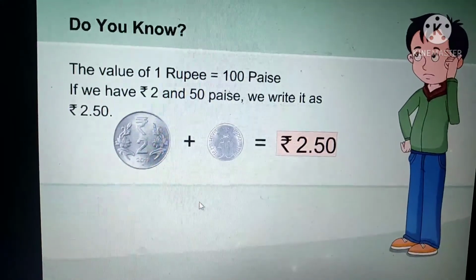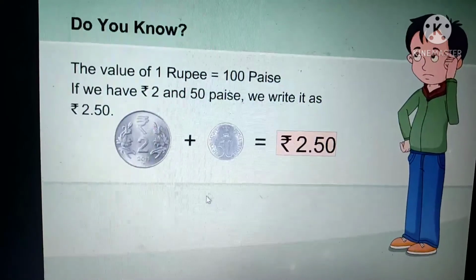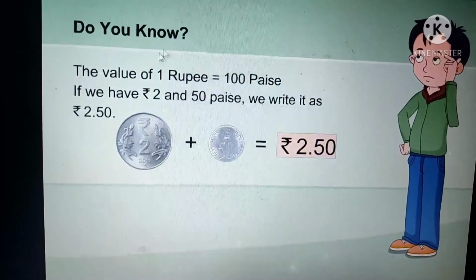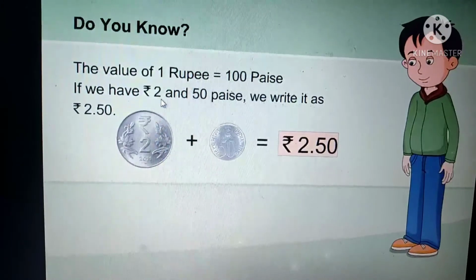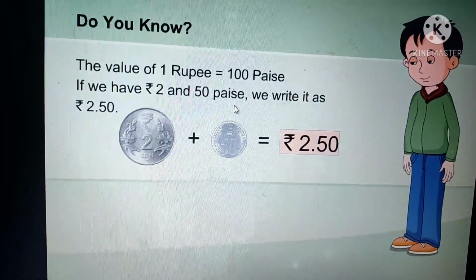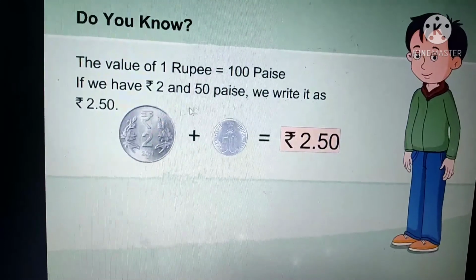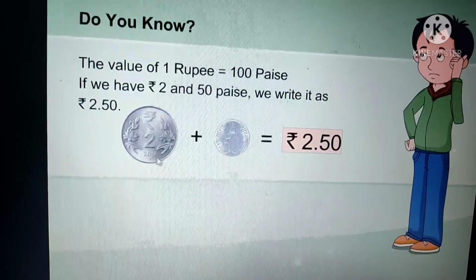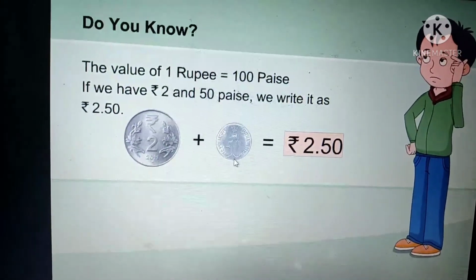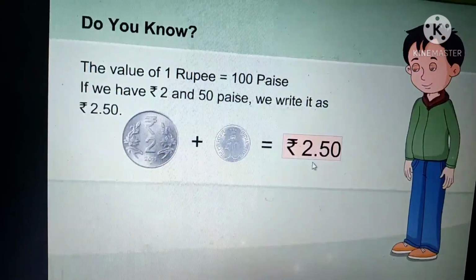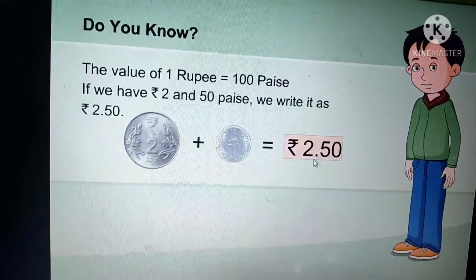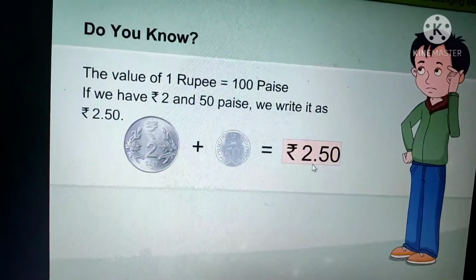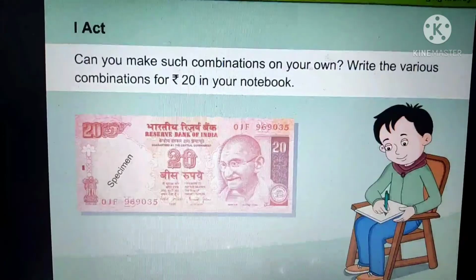Children, the value of 1 rupee is 100 paise. If we have 2 rupees and 50 paise, we write it as rupees 2.50, which means 1 coin of 2 rupees plus 1 coin of 50 paise is equal to 2 rupees and 50 paise. So children, try to make various combinations for different amounts. Thank you. Stay healthy and happy.